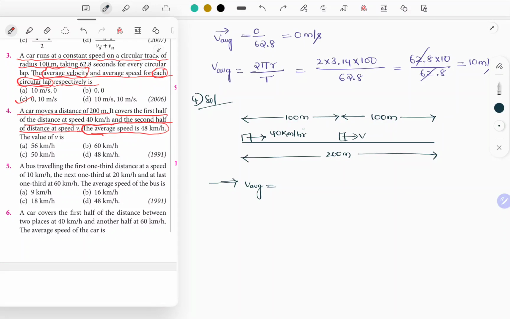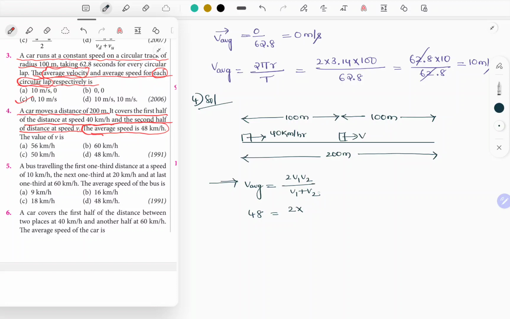distances. Now here, the object is traveling the first half of the distance, second half of the distance, in the sense the object is covering equal distances but with different velocities. Then average velocity is going to be 2v1 v2 by v1 plus v2. You can apply this formula blindly if the distance covered is the same but with different velocities. They have already given average speed. What's the value? That is 48 km per hour.